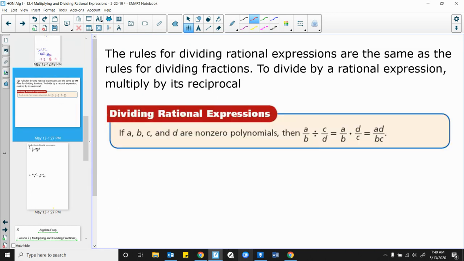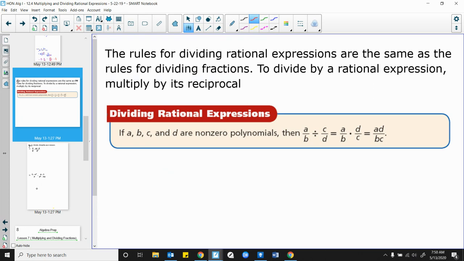The rules for dividing rational expressions are the same as the rules for dividing fractions. To divide by a rational expression, multiply by its reciprocal. I always joke around that multiplying by its reciprocal is basically a fancy way of saying the keep, change, flip method. We're going to keep, change, and flip.